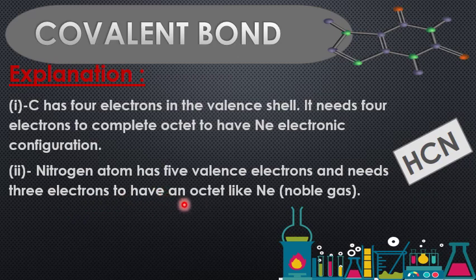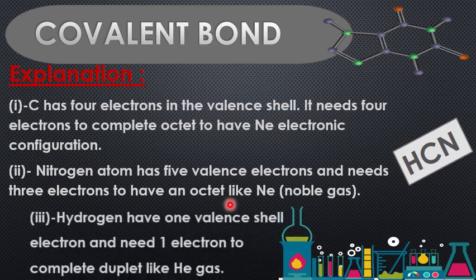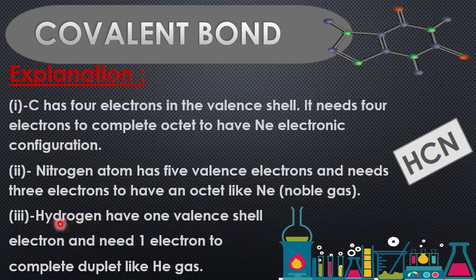And have an octet like neon. After sharing, it will be like a noble gas configuration, which is the criterion for stability of electronic configuration. Now we come to our third atom, hydrogen, which has one valence shell electron and needs one electron to complete its duplet, a duplet like helium gas.